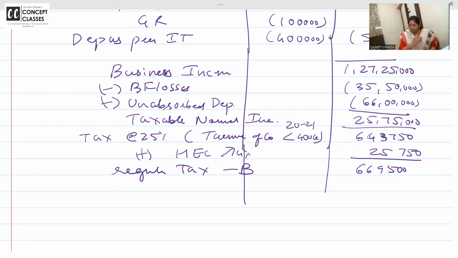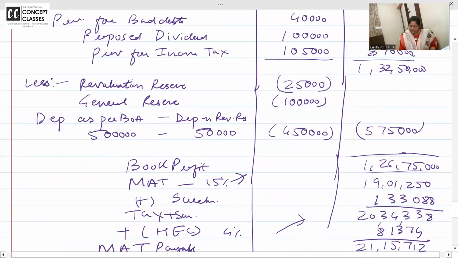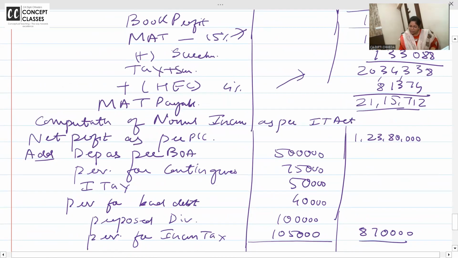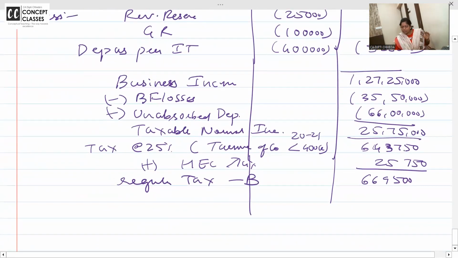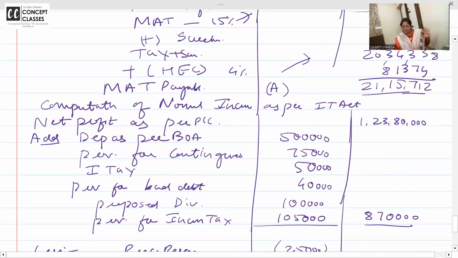Regular tax. Go back and check your MAT. How much MAT are you paying? 21 lakhs. Call it as ABIT, whichever is higher. So as per income tax, you have to pay only 6 lakhs and change. But the company is saying that minimum MAT of 21 lakhs has to be paid. Ma'am, my regular tax is low. Why do I have to pay MAT? Minimum you have to pay.